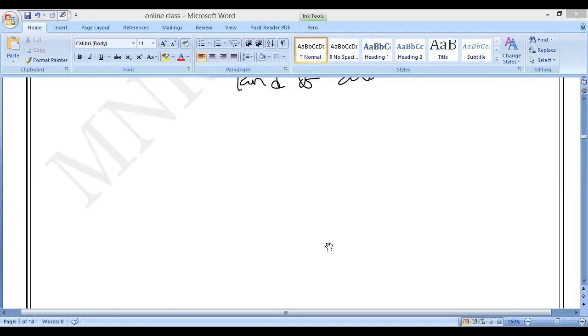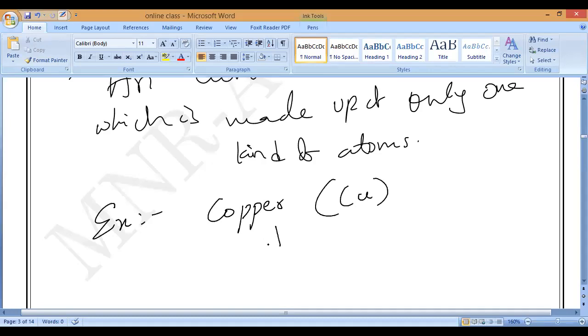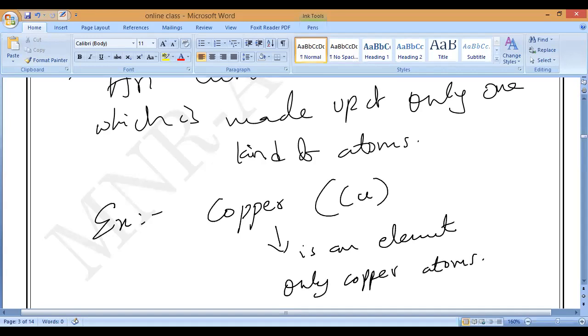Now, here you have to remember the examples of this one. All of you write it. Copper is an element. Example, copper. Its representation is Cu. Why is copper an element? Because it is made up of only copper atoms. It is made up of only one kind of atoms. Please write it.